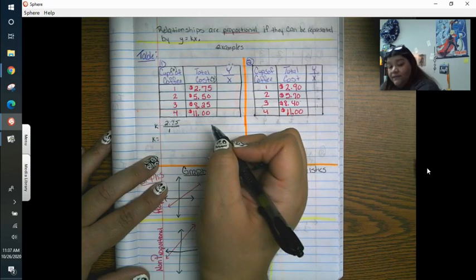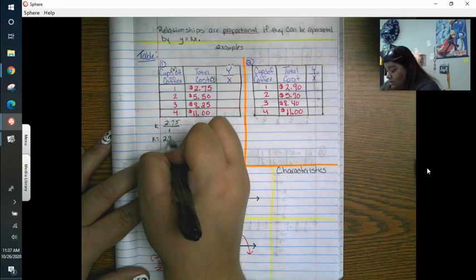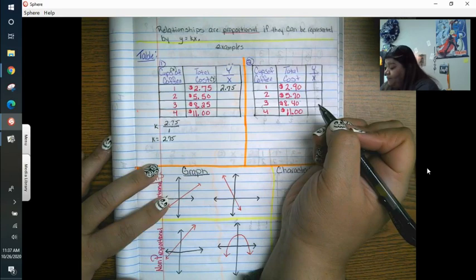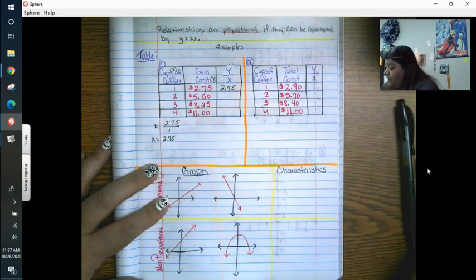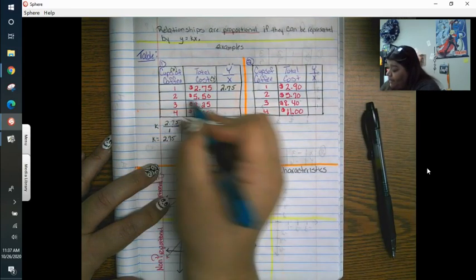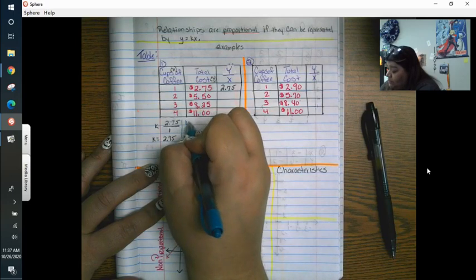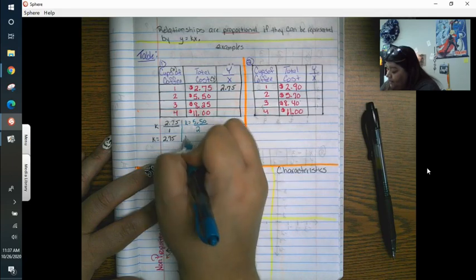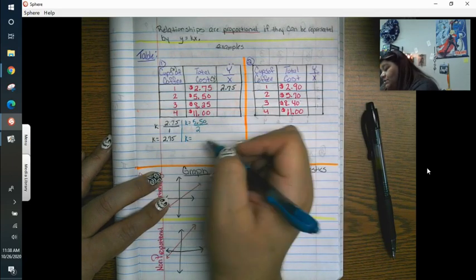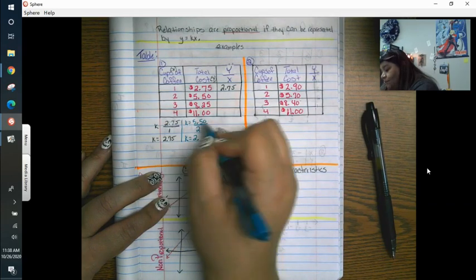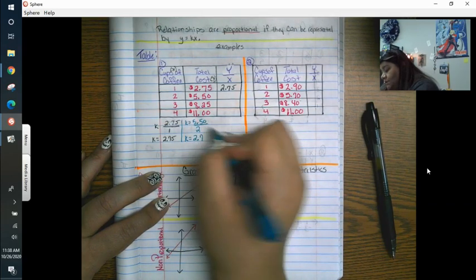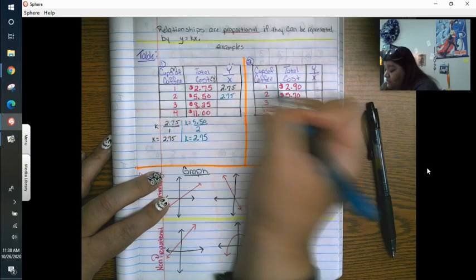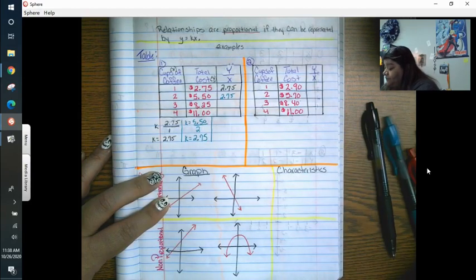That's going to find our k. So $2.75 divided by 1 is $2.75. Let's try the second one. I'll do a different color pen so we don't get too confused. The second one is k equals $5.50 over 2. So let's do that math. 2 goes into 5 2 times. 2 goes into 15 7 times, and 2 goes into 10 5 times. So $2.75. So far, so good.